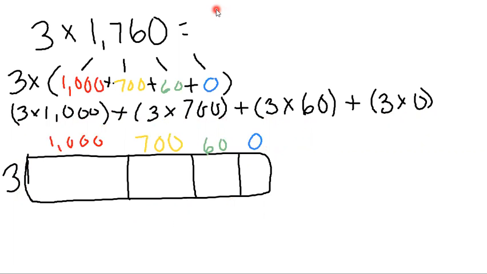Let's go ahead and let's multiply. First box first. 3 times 1,000. 3 times 1 equals 3. Add my 3 zeros. Let's go to my hundreds. 3 times 700. 3 times 7 is 21. Add your 2 zeros. Multiply your tens. Go ahead.